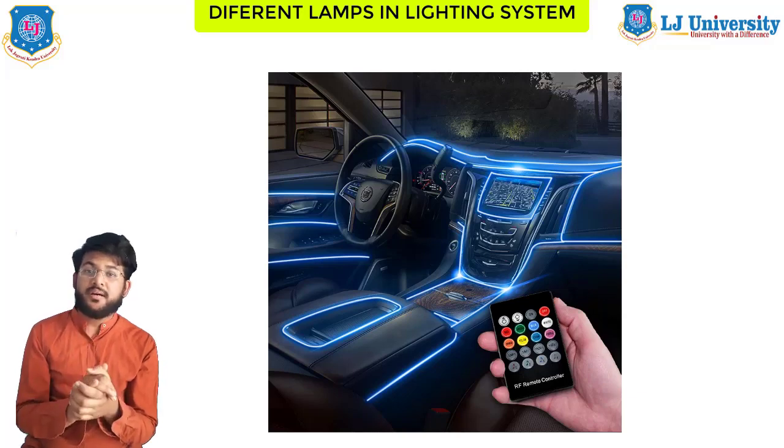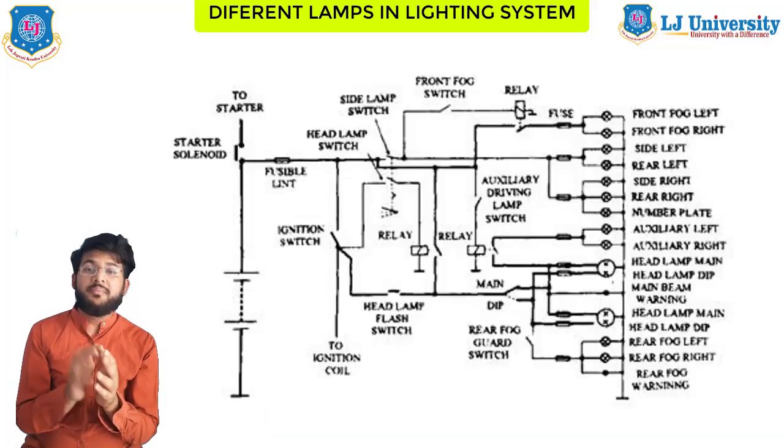So that's it in this chapter. We have discussed all about the basic lighting systems, different types of lamps, different types of headlights, working of headlights, reflectors and other lights. I wish you got a clear idea about this.